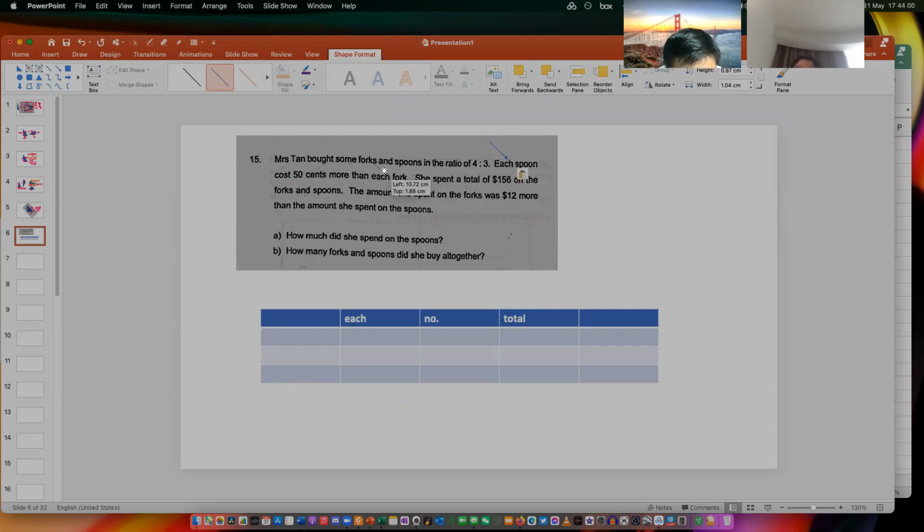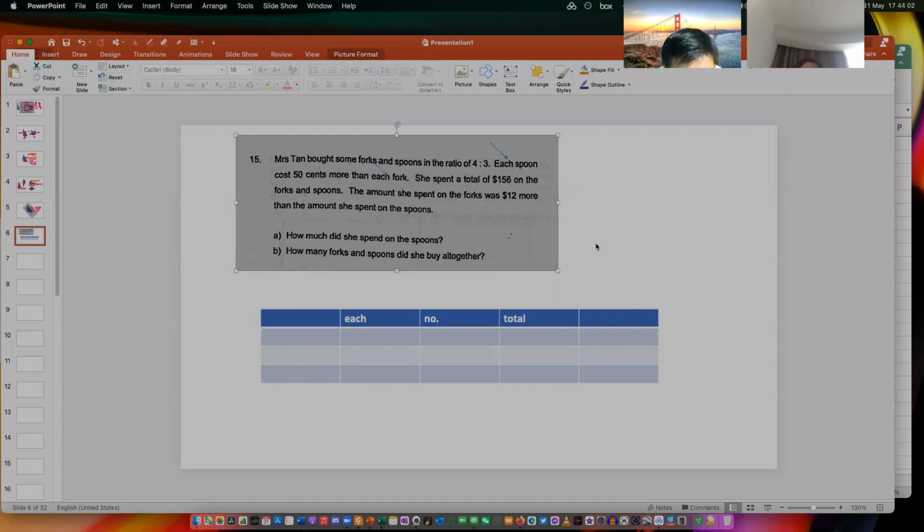Okay, so there are plenty of hints in this question. Each spoon, each fork, and we are talking about how much one fork is and how much one spoon is, the kind of question, right? So over here I should write the heading more clearly. So this is cost per item, instead of each. So the two items are spoon and fork.